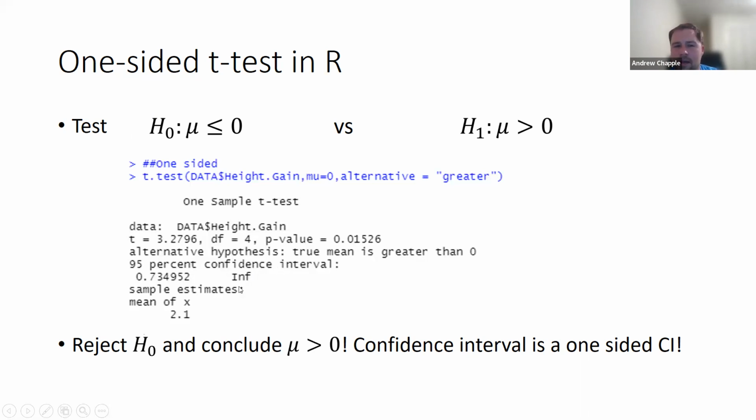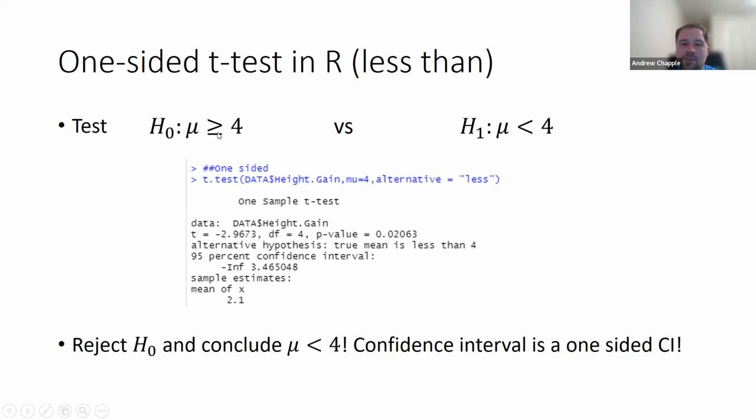So you'll notice, right, the upper bound is infinity. When you have an upper confidence interval, a one-sided confidence interval for a greater than alternative, you're going to get an upper bound of infinity. When you have a less than alternative, you're going to get a lower bound of negative infinity. That's just how it is.